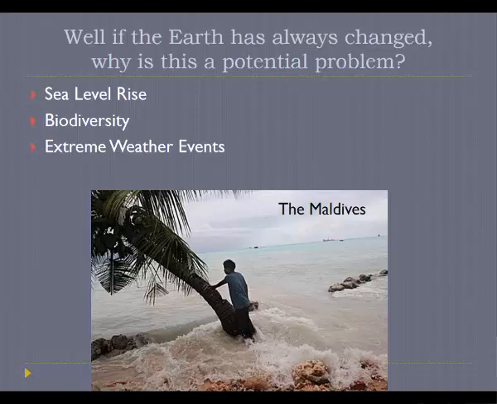Biodiversity, changes to biodiversity with a changing climate are another set of concerns. And then also the increase of these kind of extreme weather events that are often kind of natural disaster type of events from a human perspective also appear to be on the rise with the shift in climate. So we'll go through and talk about each of these in a little bit more detail.